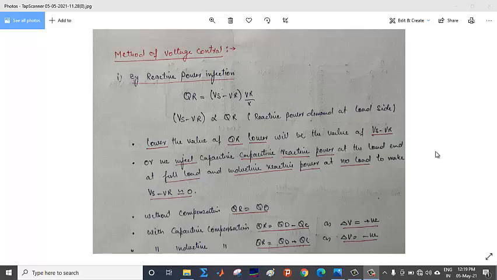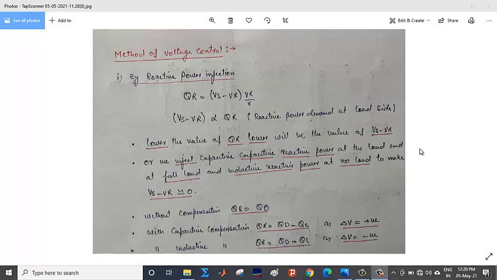In this class, we'll be discussing the different methods that are used to control the voltage. As we know, as the load changes, voltage also changes. So, to control the voltage over a specific limit, we need two different types of methods to control the voltage.